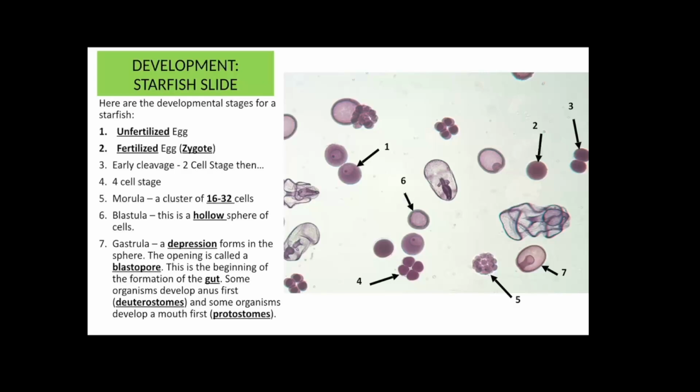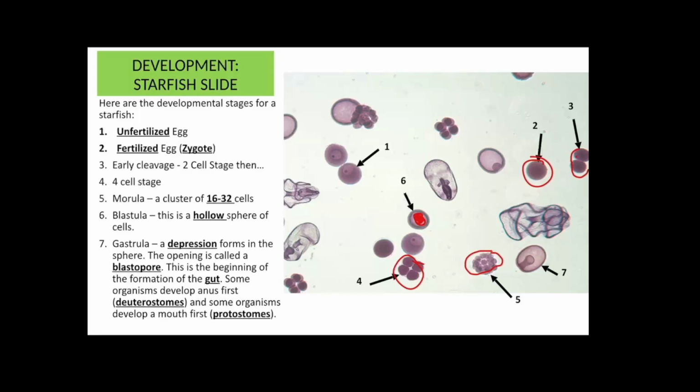So here's a slide with some images of these forms highlighted. Number 1 is an unfertilized egg. Then number 2, we have a fertilized egg, so a zygote. In 3, you'll notice it's 2 cells right next to each other, so it's that first 2-cell stage. And then we've got a 4-cell stage. And then 5, we've got about 16 to 32, so it's probably a morula. And then number 6, you can see that it's hollow on the inside, so that's going to be a blastula.